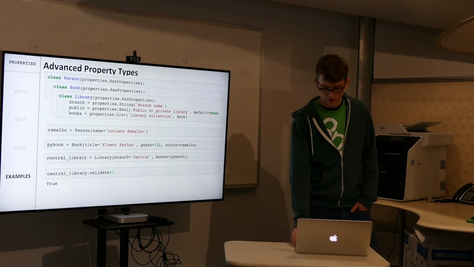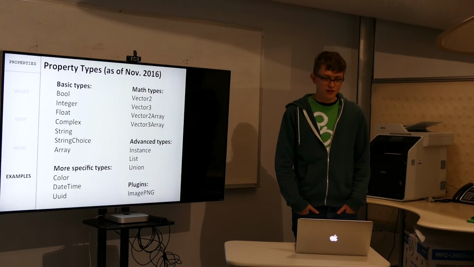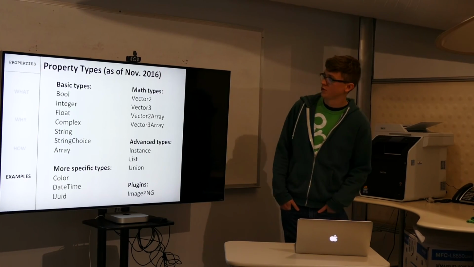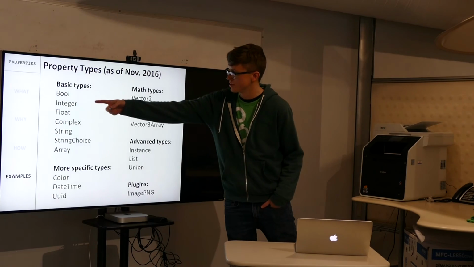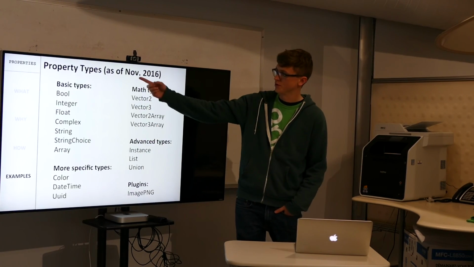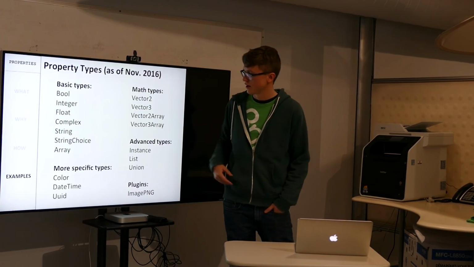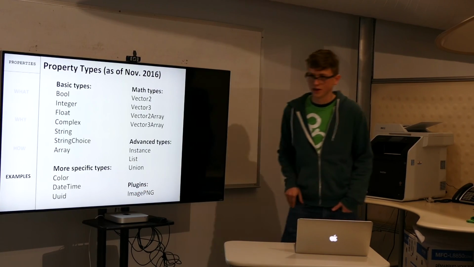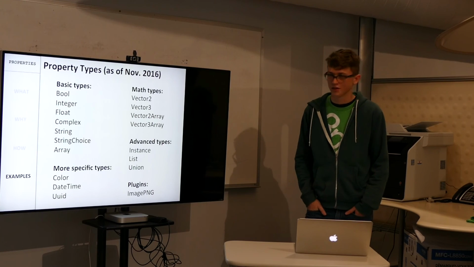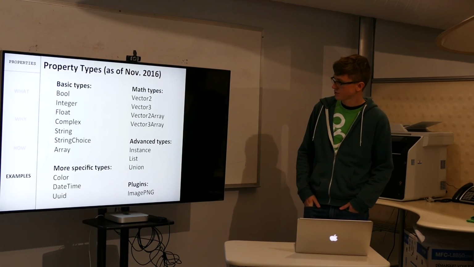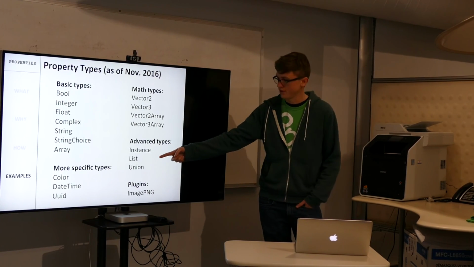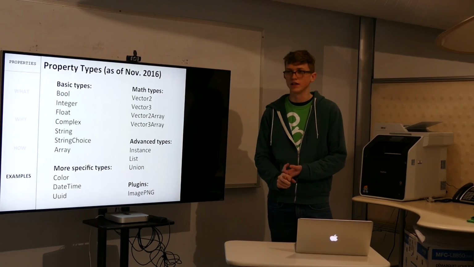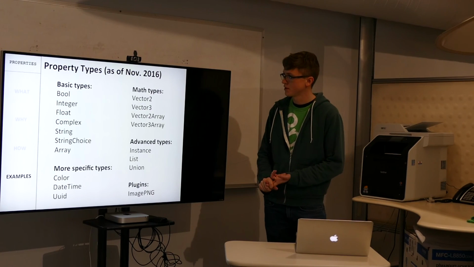And yeah, so then all I have here is just kind of a list of the basic property types that we have now. So I guess I talked about integer and string, but we also have float and boolean and complex, and then some more specific types like color I went through, but there's also datetime or a unique ID, which is only generated once. I talked about instance and list advanced types. There's also union, where you can say that some property can actually be two types of property.